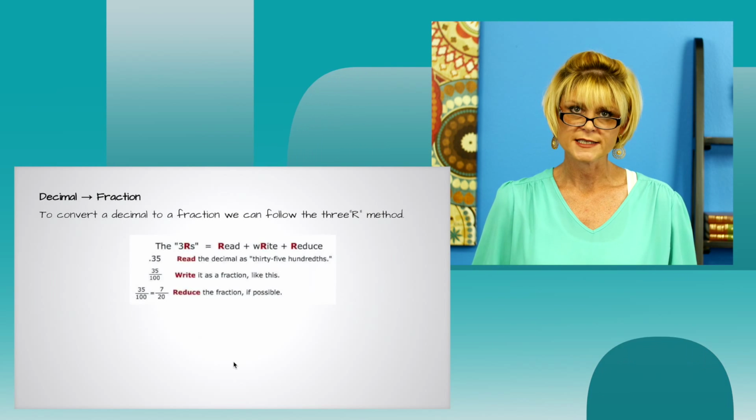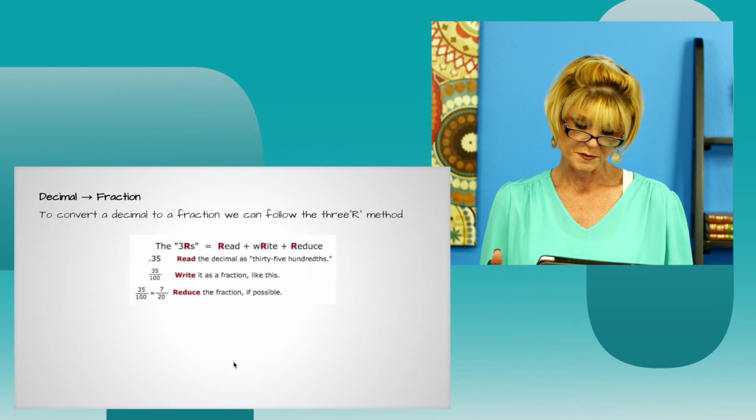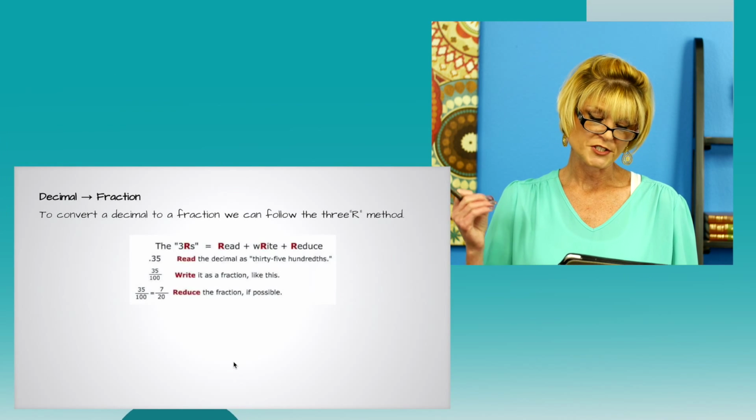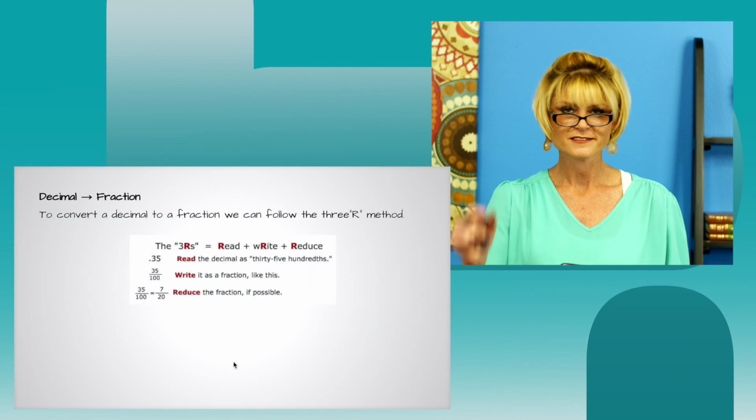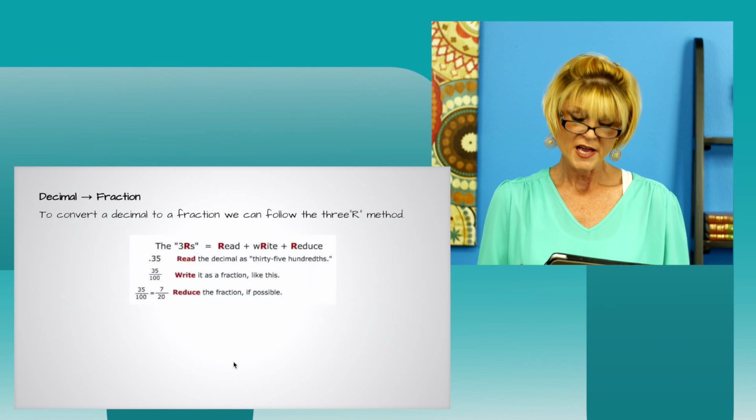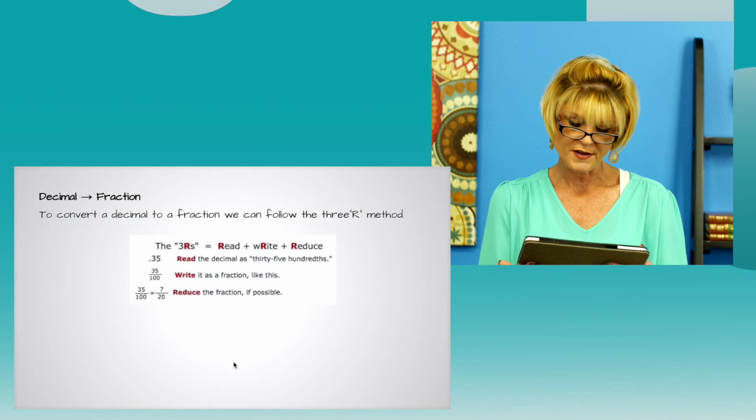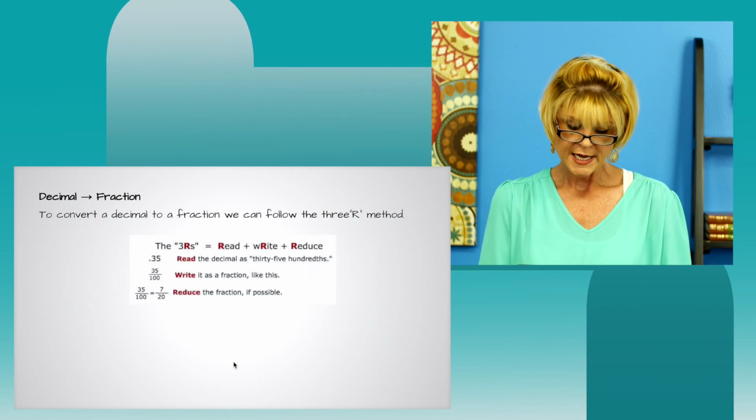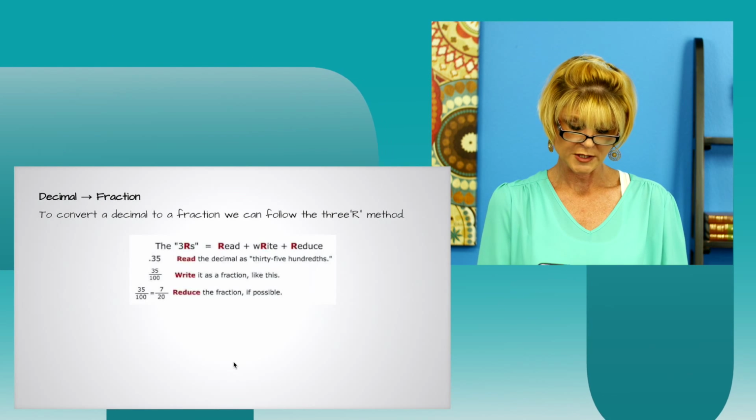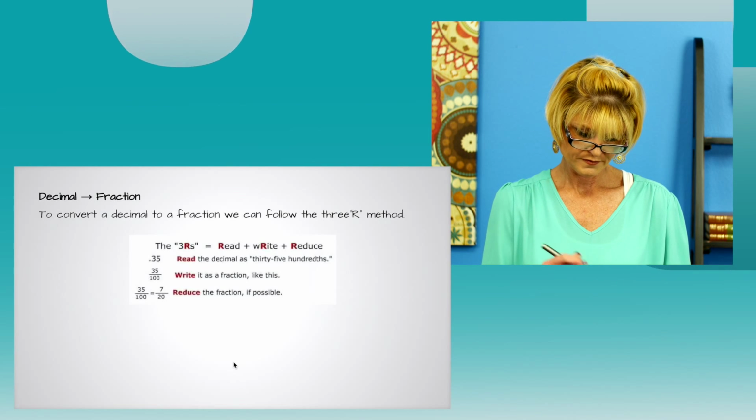If you are converting a decimal to a fraction, we can follow the 3R's method. The three R's are read, write, and then reduce. So you read the decimal, here we have 35 hundredths, write it as a fraction like this, 35 over 100, and then reduce the fraction if possible. And we can, 35 over 100 reduces to 7 over 20.